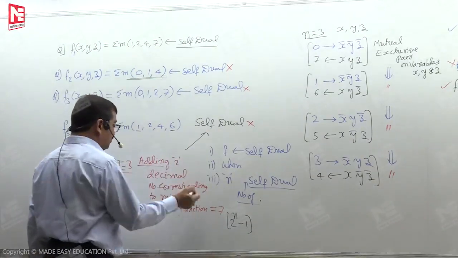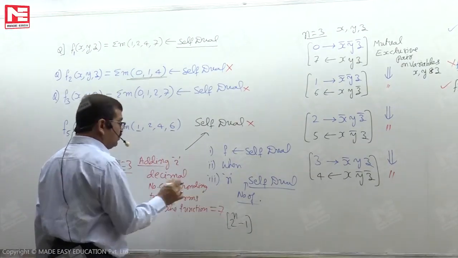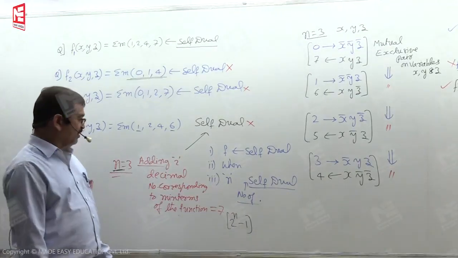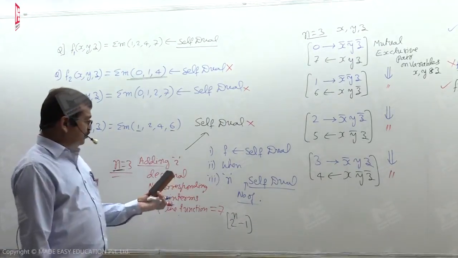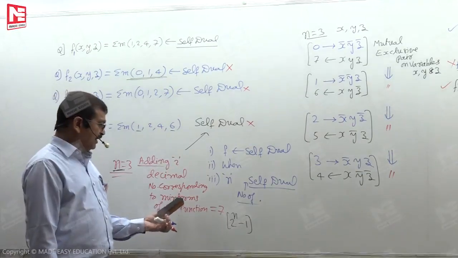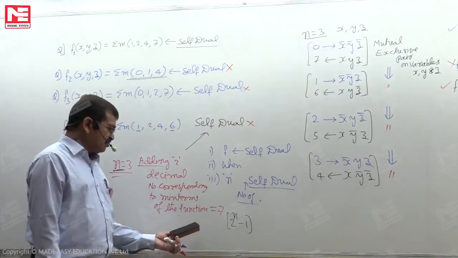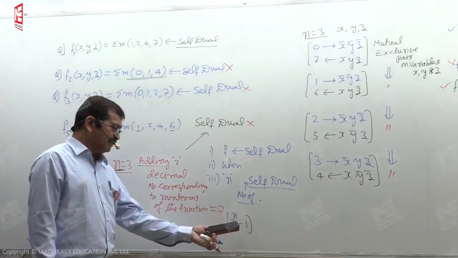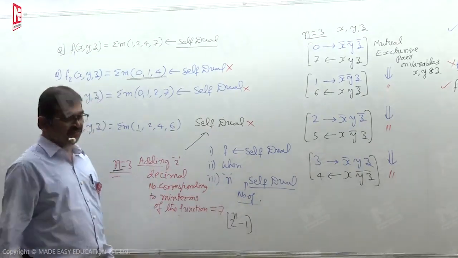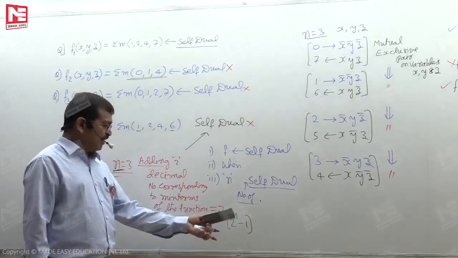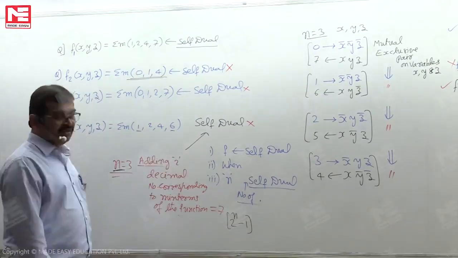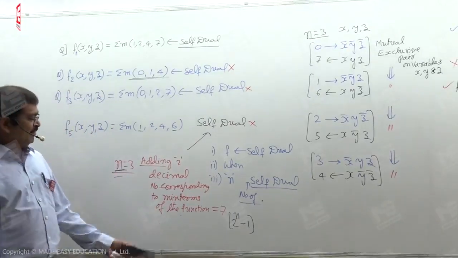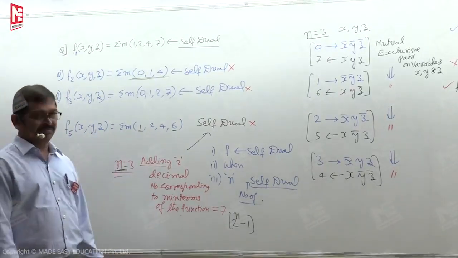And if you want it to be self-real, then the sum should not be equal to 7, or in general should not be equal to 2 to the power of n minus 1. So while adding any two decimal values corresponding to the minterms of the function, if the result is not equal to 2 to the power of n minus 1, then only the function is self-real. If it is equal to 2 to the power of n minus 1, then the function is not a self-real function. So these are the observations from the work we have done here.